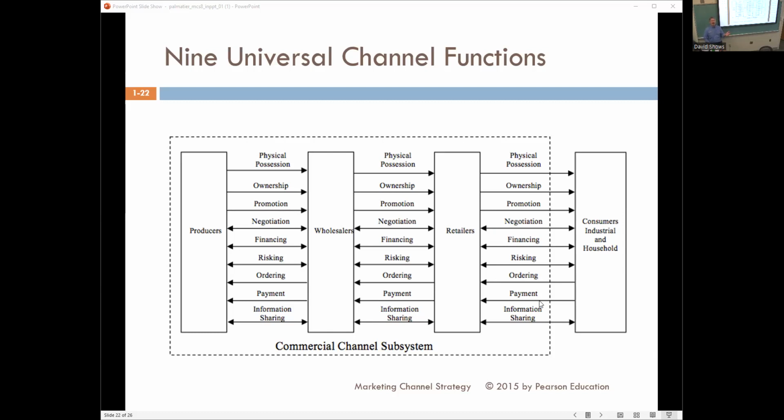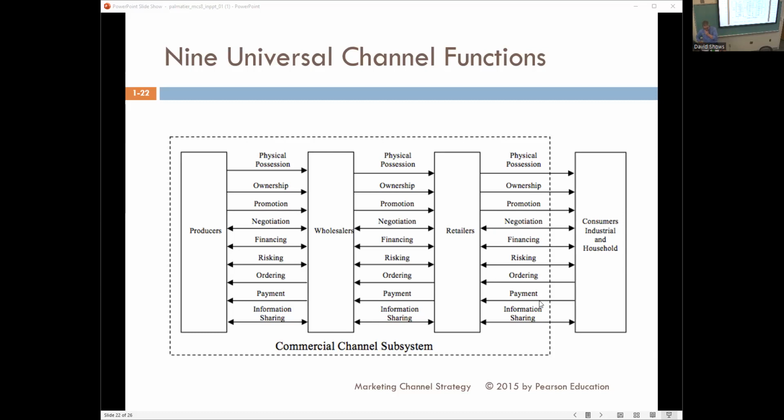Now the financing is done by a third party, but it still is performed and it's done by a specialized intermediary. So these are some of the basic rules of the system, all right?